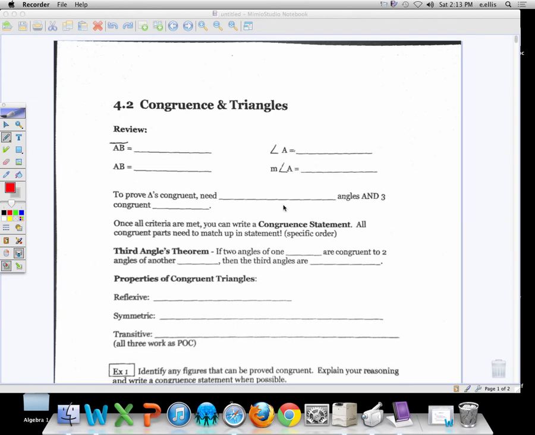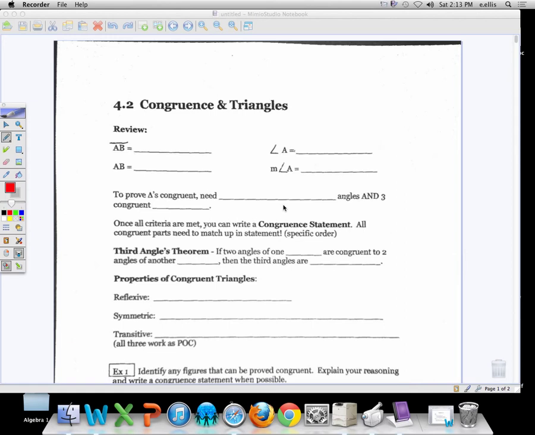Hello again, geometry class. We're ready for our next video lesson. Today we are moving on into section 4.2, congruence and triangles. There is a lot of review that's going to get mixed in today.